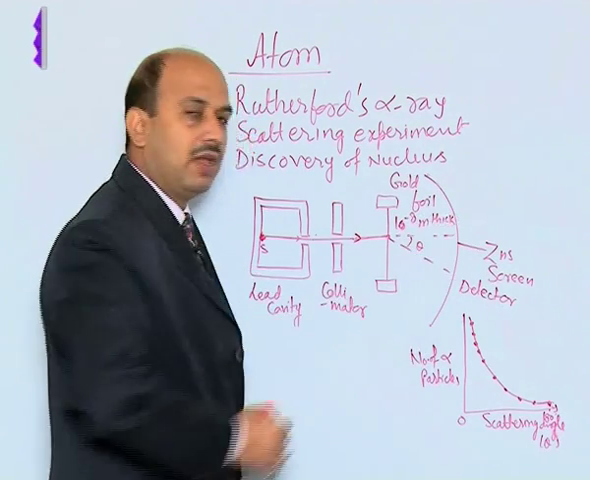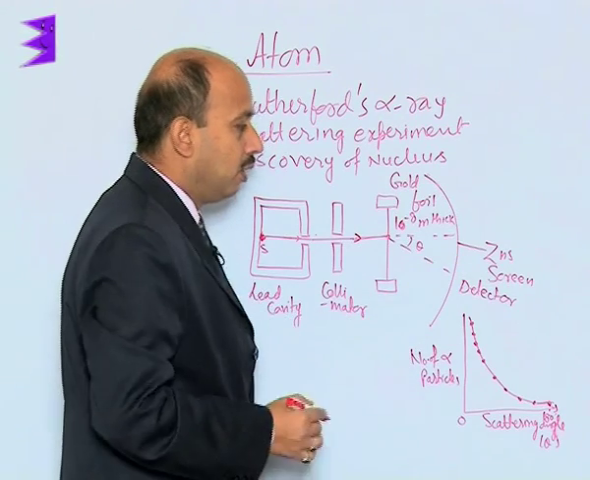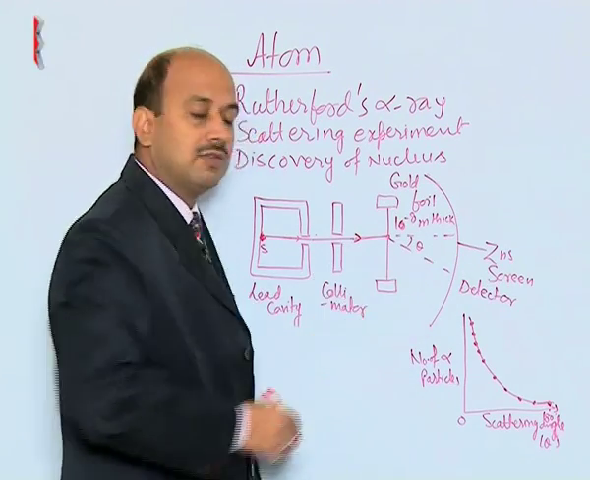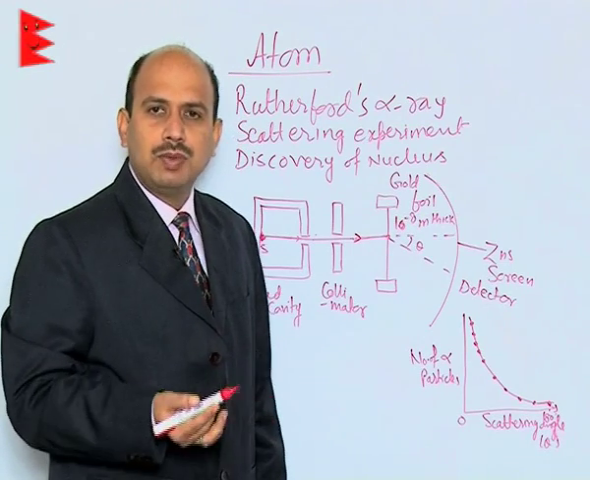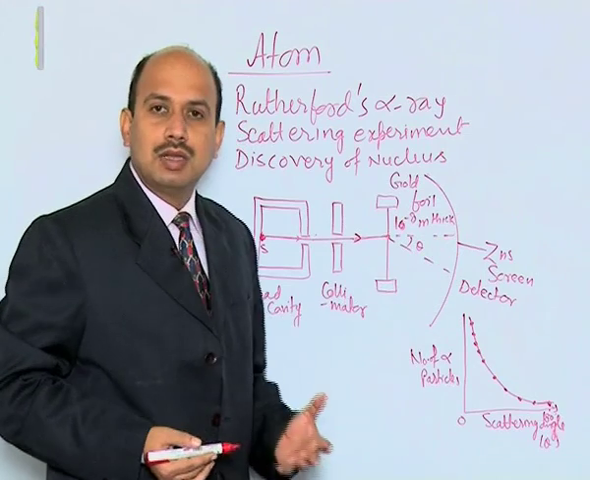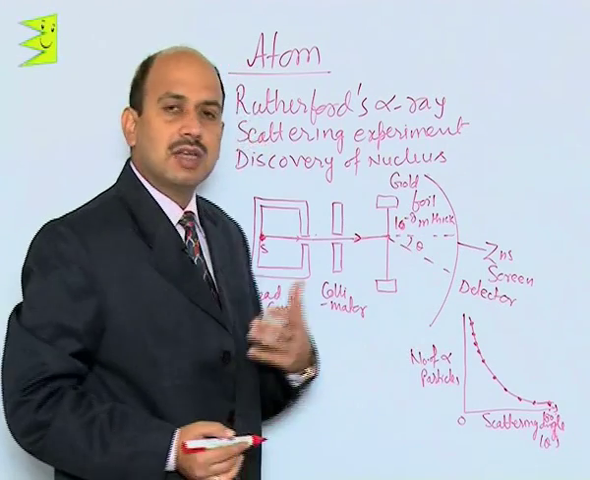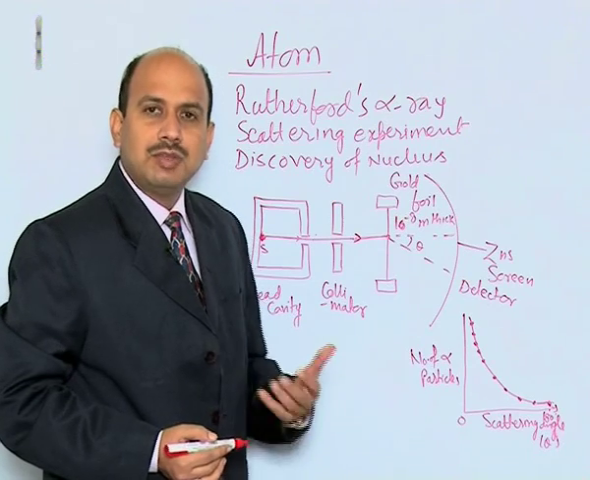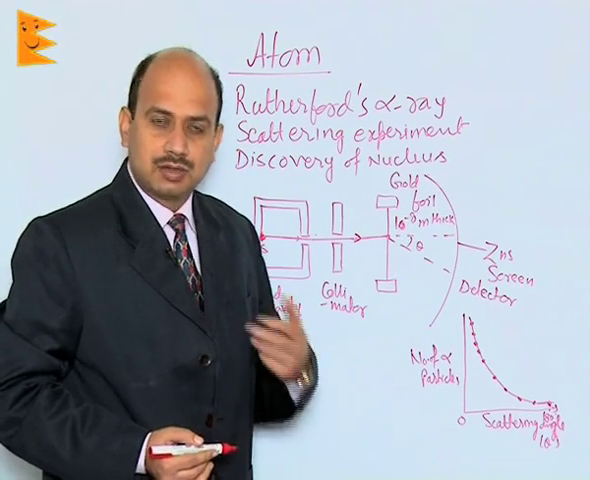That is called the ZnS screen. In this zinc sulphide screen, whenever an alpha particle strikes, scintillations are produced, or you can say flashes are produced. This way you can find where the alpha particle is striking the screen. There is a detector which can detect the striking of the alpha particle. It means the scintillation can be detected with the help of the detector.